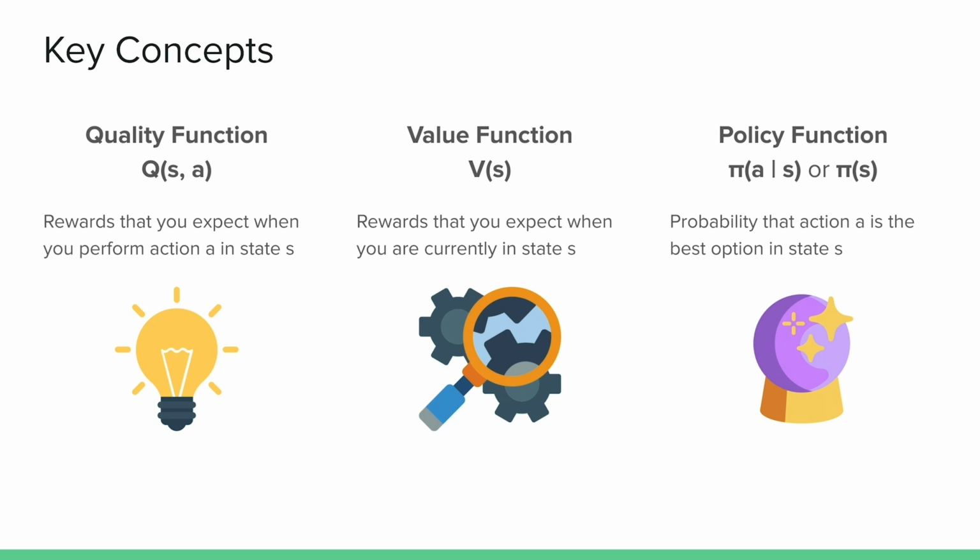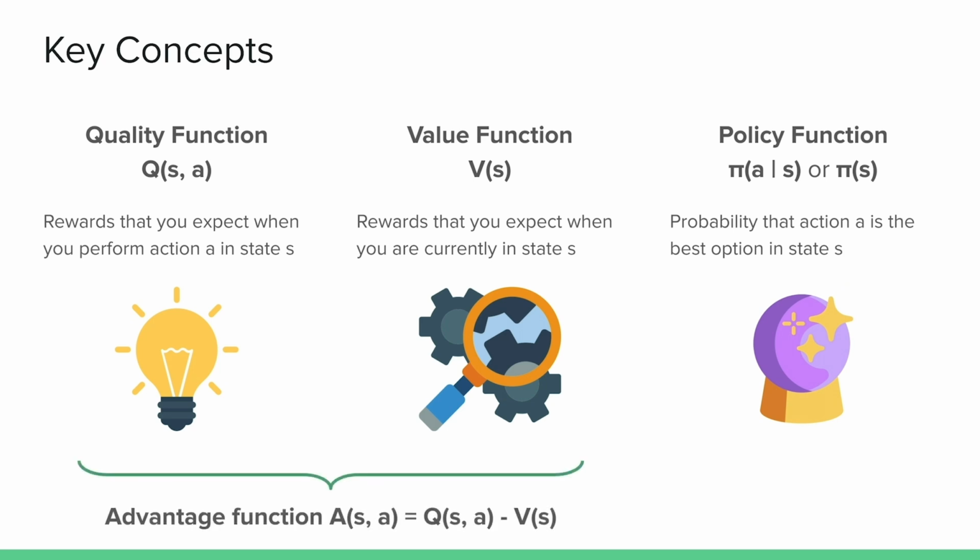Given these functions, we can actually compute or design one more function, which is called the advantage function. Given the quality function, which says, given state S, how good an action is, and the evaluation of the average of that state, the value function, we can compute the difference between these two things, which tells us how much better the action A would be compared to the average actions that we could take from this state.